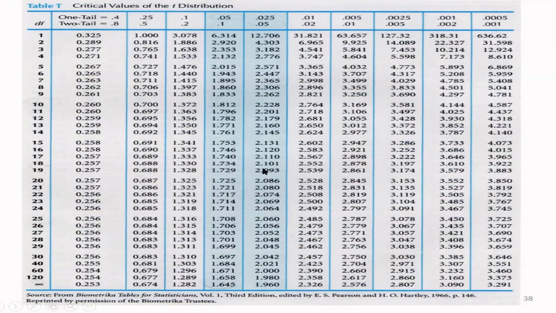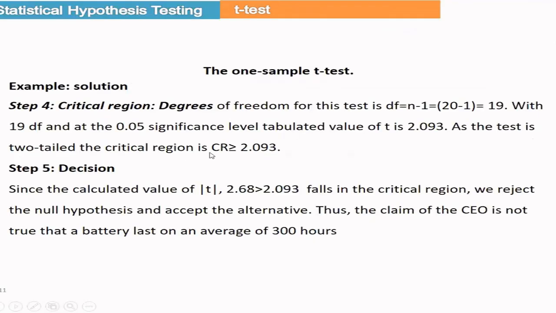So go to the row for 19 degrees of freedom, and our column is 0.05. Here we don't need to divide by 2, because for two-tail it is given separately; they are already divided. So for the two-tail test, with 19 degrees of freedom, the tabulated value of t is 2.093. You can see it from here. This is the t table that we used. So the critical region will be greater than 2.093.